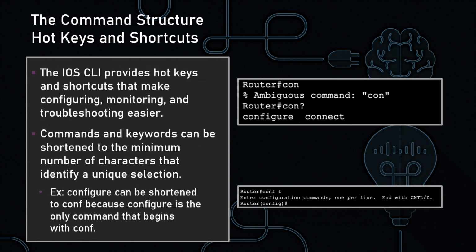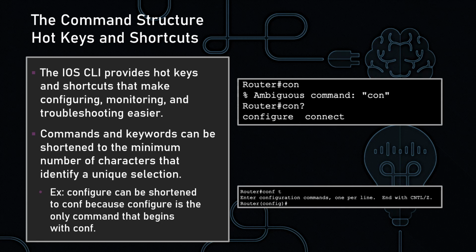The CLI also lets us have hotkeys that make things a little bit easier. So we can hit the tab key in order to complete a command. We can just type stuff in as long as we have a unique selection. So if we were to type in con, as you can see in the upper graphic, it identifies it as being ambiguous between configure and connect.